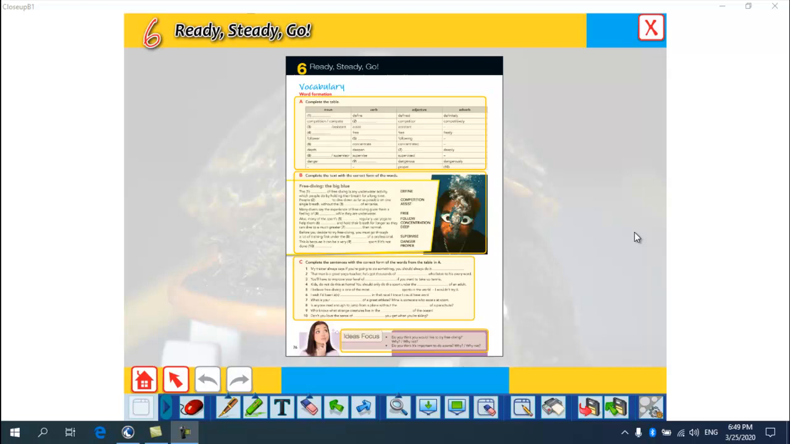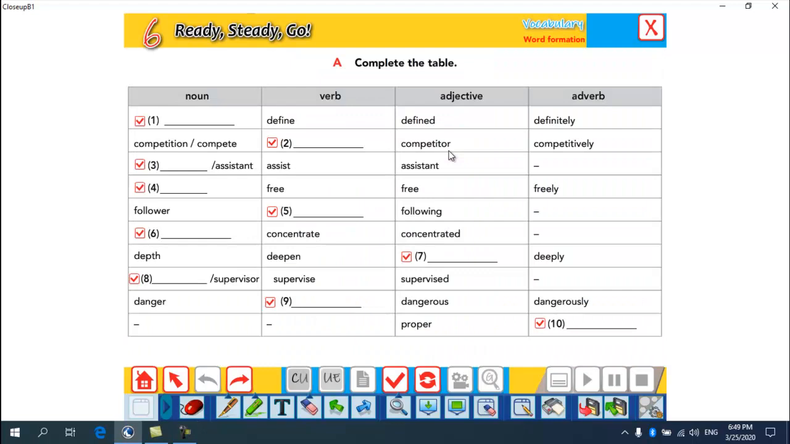Today we're going to complete the vocabulary in Unit 6. Please open with me page 76 in the student book. Let's start with exercise A. Exercise A, complete the table. So the table that we have here is a table of derivatives. What's the meaning of derivatives? It's the other words that I can extract from a main word.